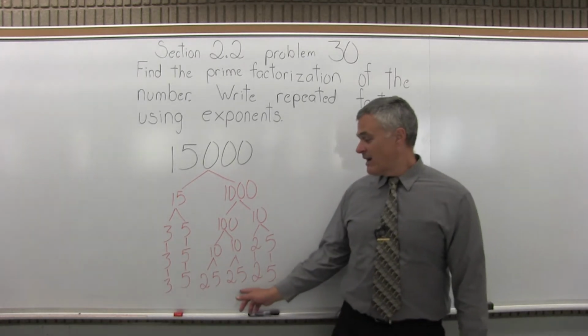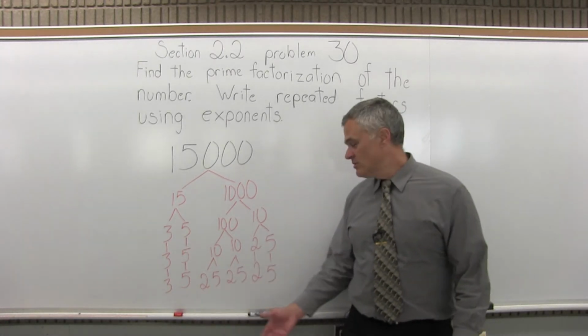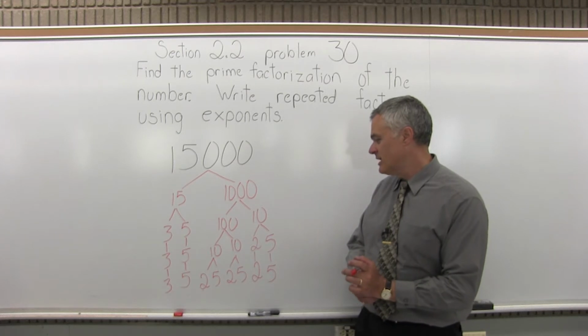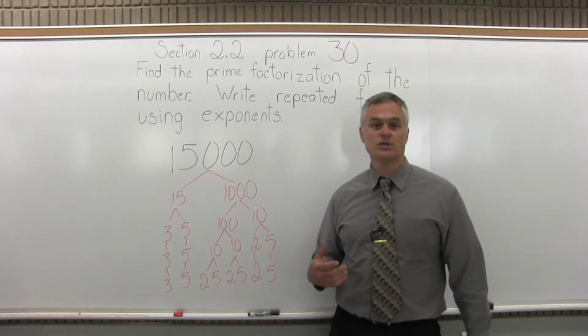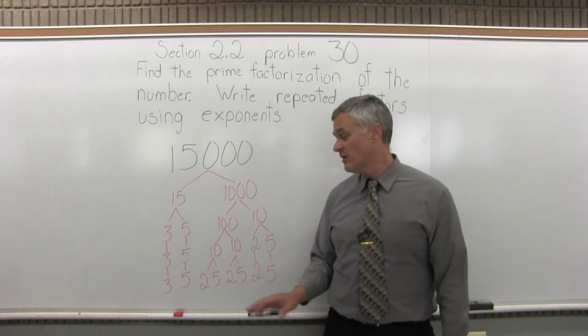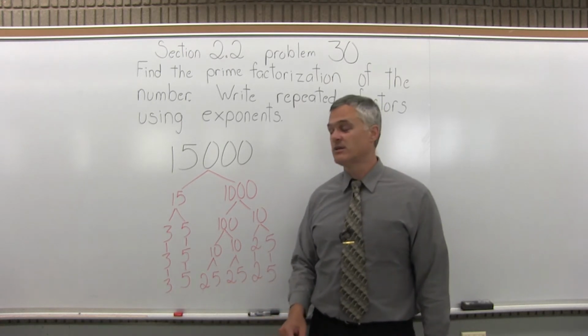Now I have a row where everything is prime. I have many 2s, I have just one 3, and I have several 5s. So now all of those are prime numbers. So I've gone as far as I can go. Everything's prime, nothing will split anymore.